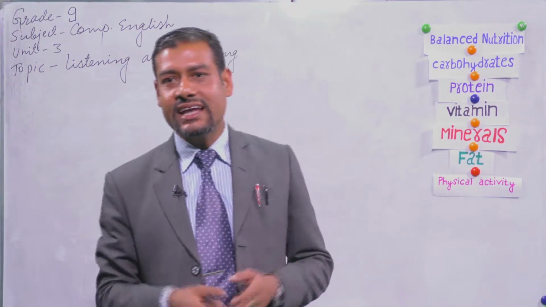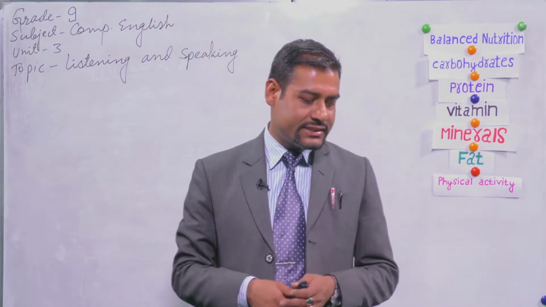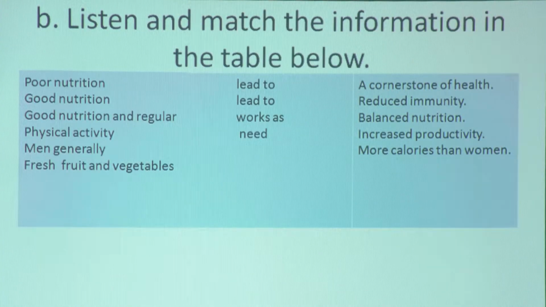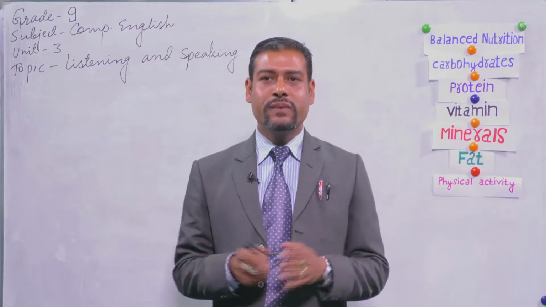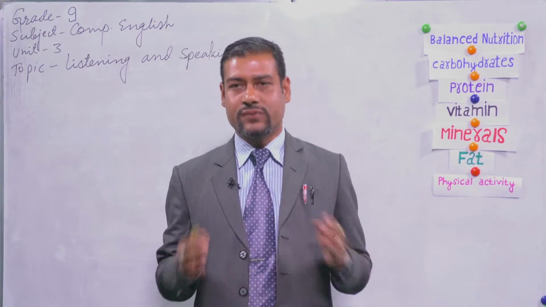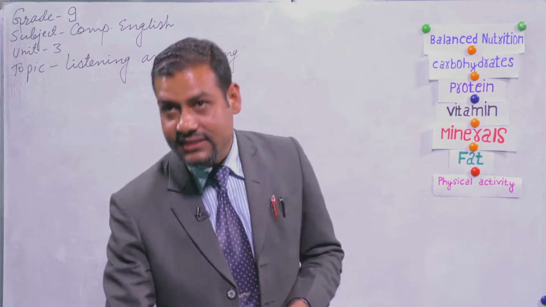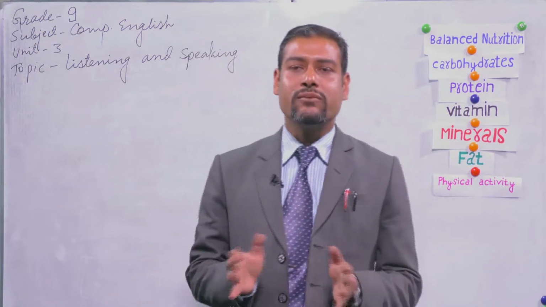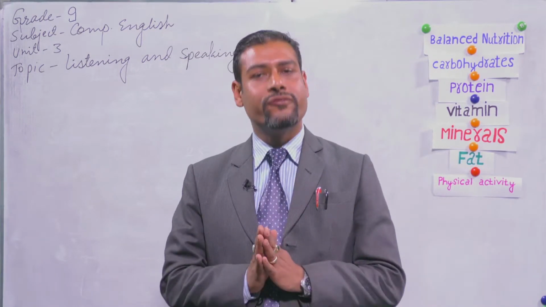So similarly, I just like to request you to go through the question number B, which you can see in the table. See, you have to match these things. There is given poor nutrition, cornerstone of health, good nutrition, reduced immunity, good nutrition and regular exercise, and so on. So I am going to play you the audio. Just listen to it very carefully and try to do the exercises. First of all, you have to write the answers of these questions, and then you have to match the following given in your textbook. So I am going to play the audio. Please listen to it very carefully.